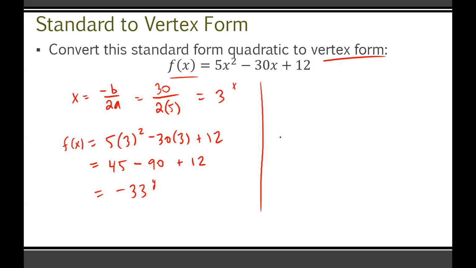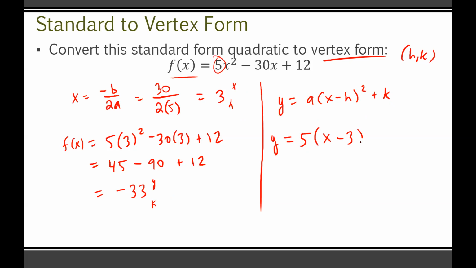Vertex form always looked like y equals a times (x minus h) squared plus k. And remember from a while back that we talked that h and k is really just your vertex. So we know this is really your h, and this over here is your k. So that means we can just throw all these numbers in, and remember the a value is the same in both vertex form and standard form. So we'll say that y equals 5 times (x minus h, which is 3), so (x minus 3) squared. Don't forget the squared. A lot of people seem to leave that out. And then plus negative 33. So we might as well just say minus 33.